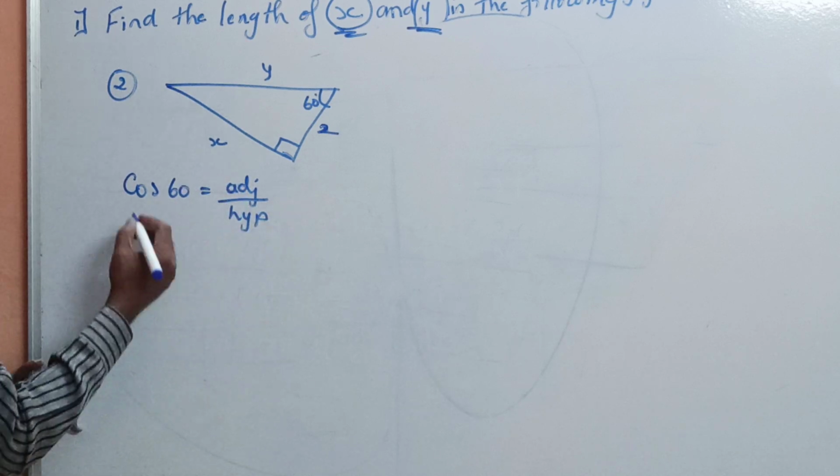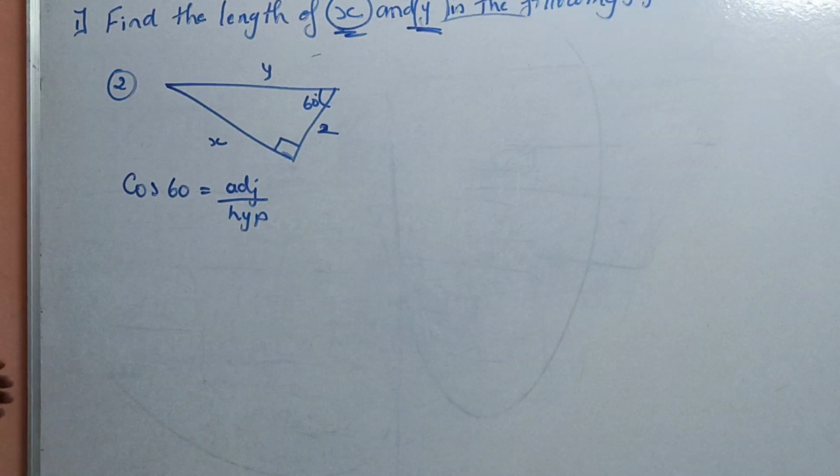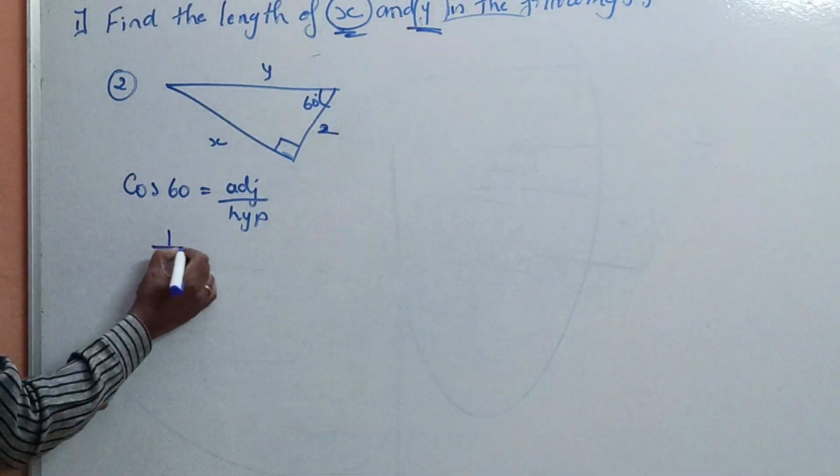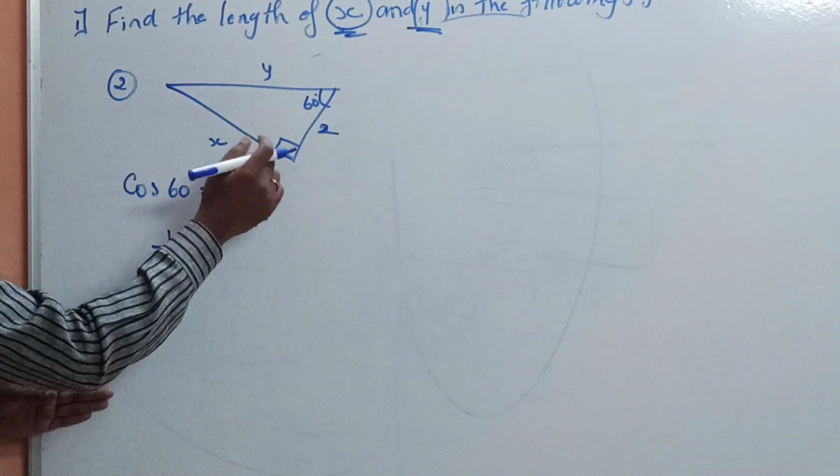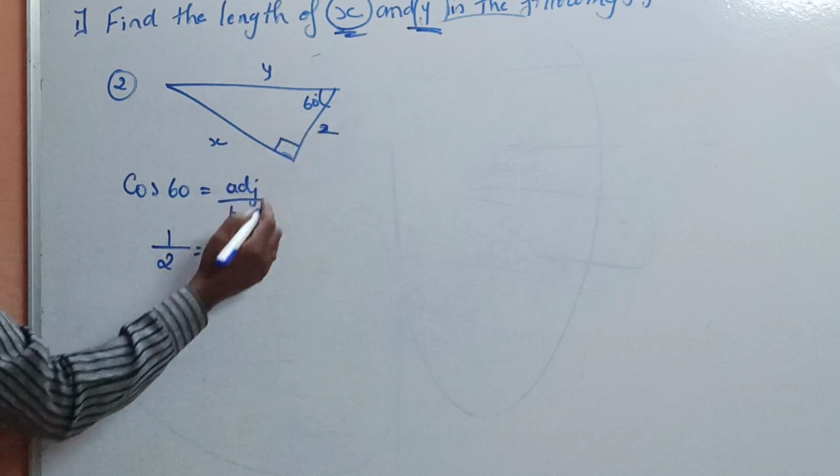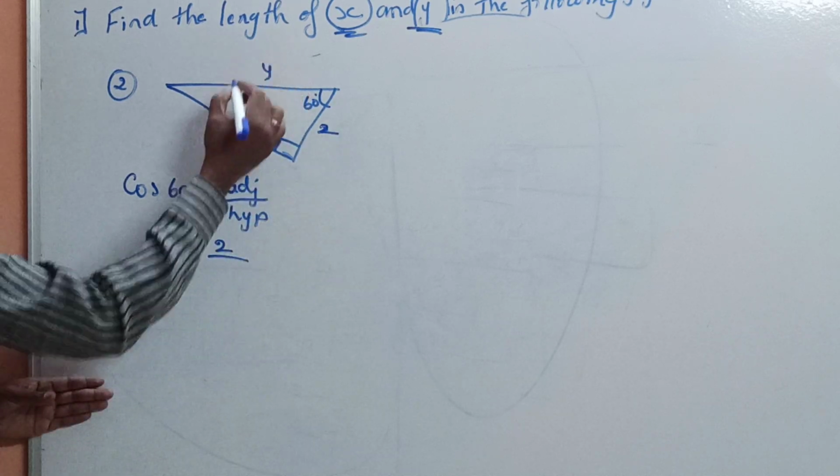I'll write in a short form. What is the value for cos 60? You should know the table by heart. Cos 60 is nothing but 1 upon 2. That is equals to adjacent side is what? 2. 60 का adjacent side 2 है. And hypotenuse is what? y.